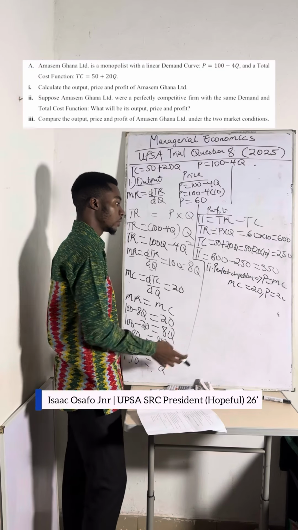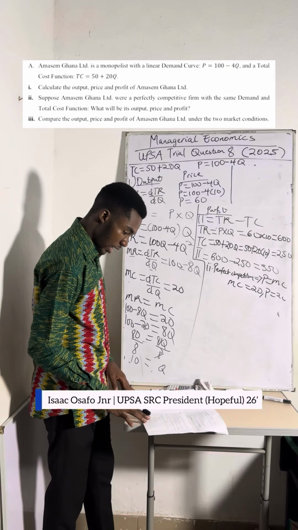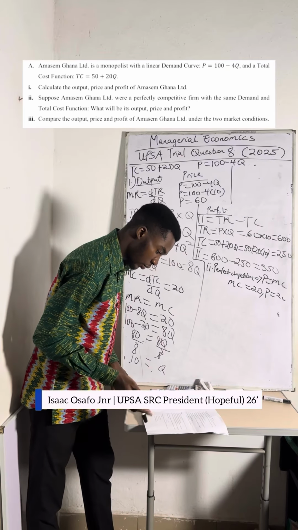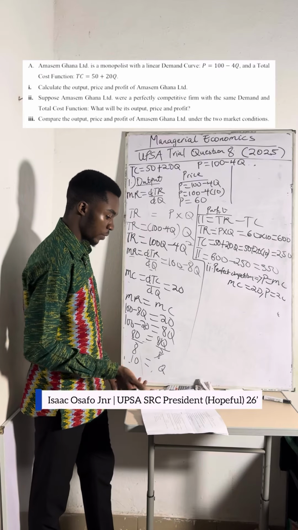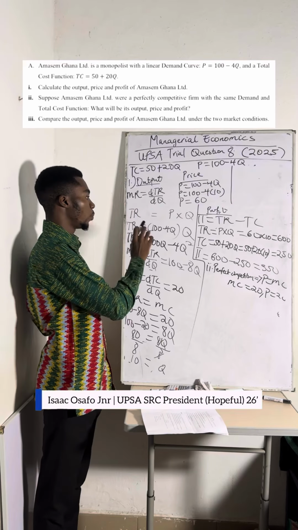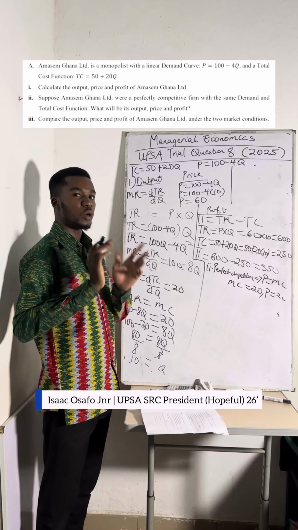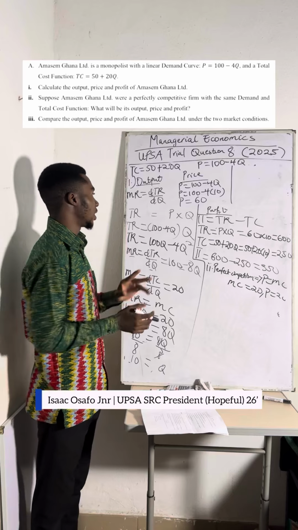All right, so we found for the price, which is 20. That's the same as the marginal cost. We are also asked to find the output, price and profit. So you found the price. Now let's find the output. So now I told you that for the monopolist, the profit maximizing point is where the marginal revenue is equal to the marginal cost. You get it? That's for the monopolist.